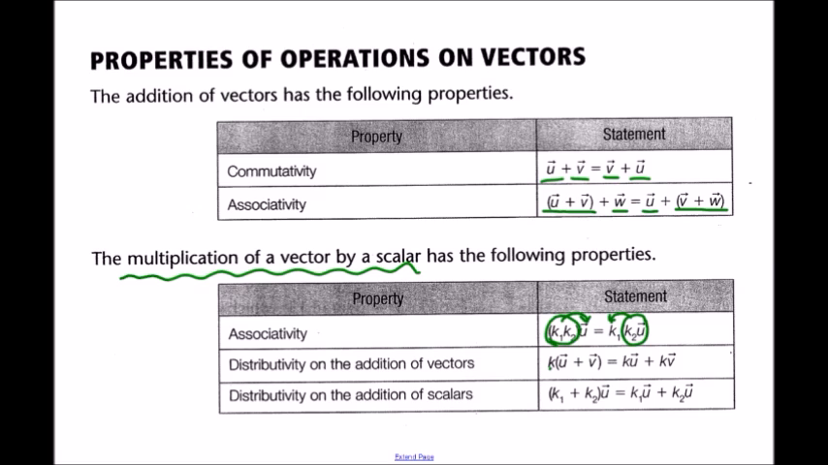If you have an addition with your scalar, you can distribute. And same if you have two scalars with your vector, you can distribute.